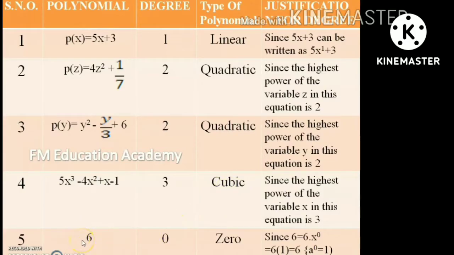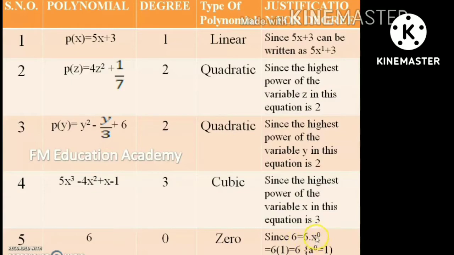6 is also a polynomial. Why? Because 6 can be written as 6 into x power 0. We know any polynomial which can be written as a into x power n is called a polynomial, even if it has one term, because it is having a countable number of terms. So here 6 can be written as 6 into x power 0.